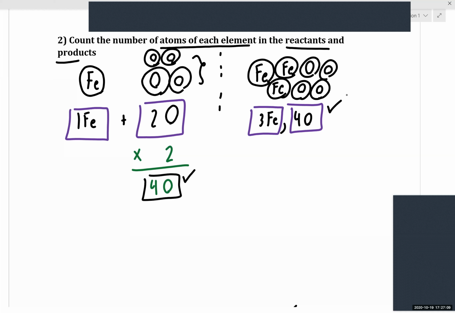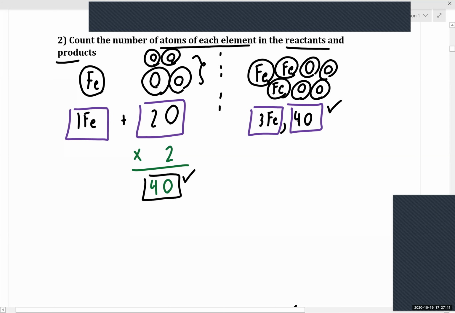Does that logic make sense to everyone? You can either use the visual method where you just draw molecules until the atoms match, or you can use the quote unquote algebraic method where you guess and you put in a number for how many oxygen molecules you would need to have a total of 4 oxygen atoms. Okay, so we've balanced oxygen. As we see, we have 4 oxygen atoms on each side.